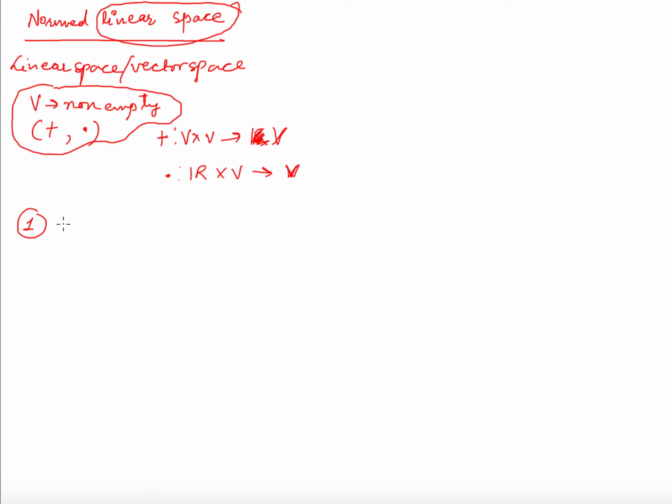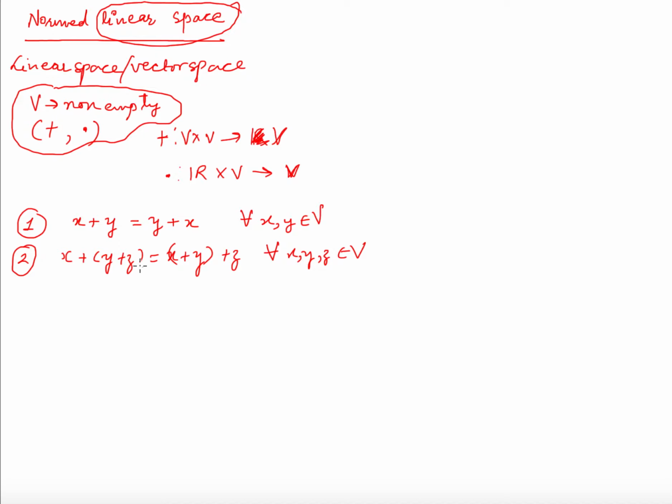The first is that it should be commutative. That is, for any two elements x and y in the space V, you should have x plus y equal to y plus x. This should be true for all x and y in V. Second, this operation plus should be associative. It means that (x plus y) plus z should be equal to x plus (y plus z). This should be true for all x, y, and z in V. What does that mean? It should not matter whether you first apply the operator on y and z, and then apply it with x, or first apply it on x and y and then with z.